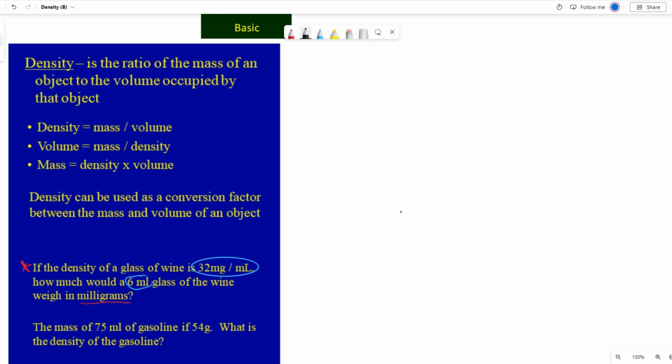So if we write those out, we have 32 milligrams per, and you can think of the per as just meaning divided by, milliliter. If there's no number there, you just put a 1 in. So that's the density that we're given. Now we're also given 6 milliliters, that's the volume. And then we're asked to find the mass, specifically in milligrams. That's what we need to look for.